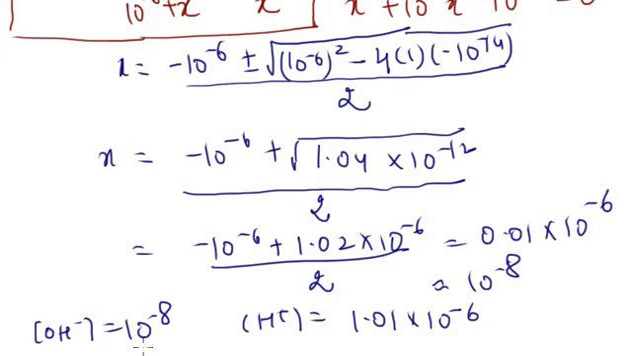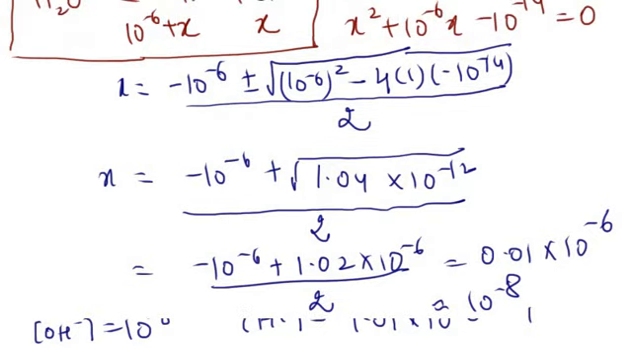You might be confused: when OH- is this, how could H+ be that? But that is the real answer. If you take the 10^-6 common, it will be subtracting, like 1.02 minus 1, so it will actually be 0.02. It is 0.02 divided by 2, so 0.01 times 10^-6. But H+ is actually 10^-6 plus x.